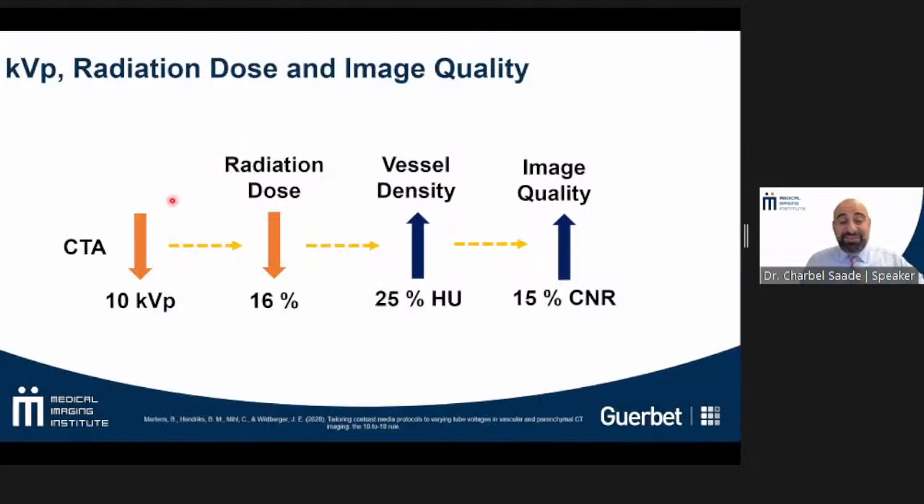And remember the typical holy grail of imaging for CTA. For every 10 kVp you drop, you're reducing your radiation dose by 16% if you do nothing else. You increase your vessel density because you're closer to the K-edge of contrast by 25%. And you increase your contrast to noise by 15%.